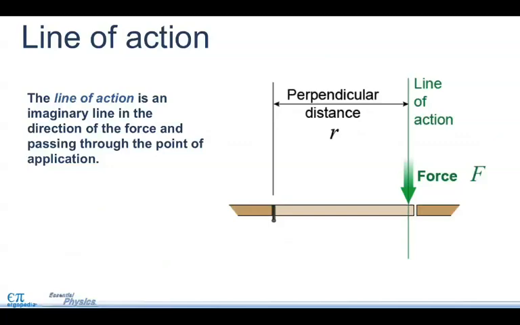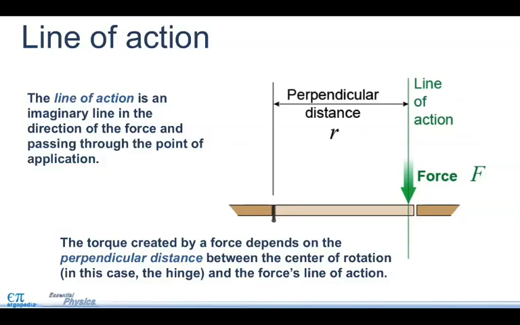In this diagram, the line of action is labeled for you. It is the imaginary line on which the force lies. So you see the force on the right, and the vertical line through it is called the line of action. The moment arm is labeled as R, and it is the perpendicular distance from the pivot point to the line of action. The pivot point in this chapter is also referred to as the center of rotation, or the axis of rotation.